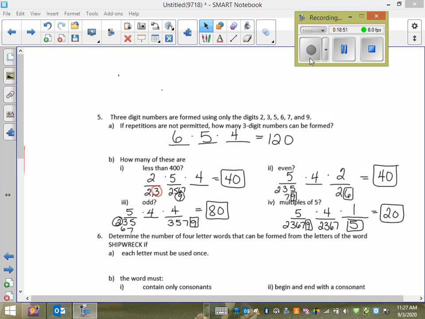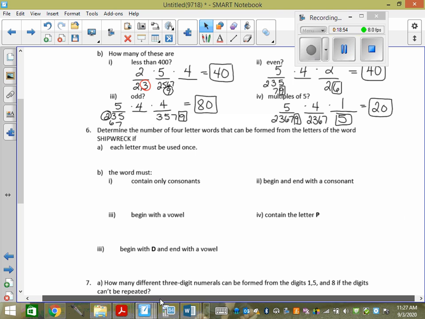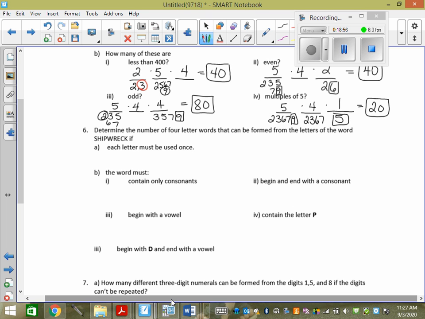Okay, we're going to go through number 6. Determine the number of 4-letter words that can be made from shipwreck. Each letter must be used once. And it doesn't say that you can't repeat, right? But it's a word, so we know that they can't, correct? So it's 9 letters, and none of them double or triple, right? So we're going to go 9 times 8 times 7 times 6. And what do we get? That's 3,024.